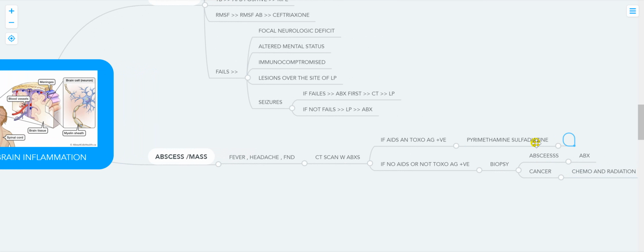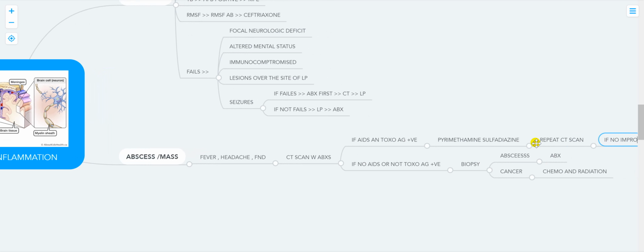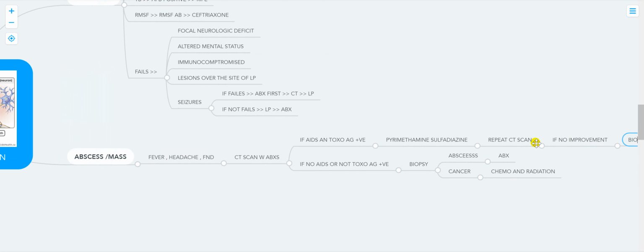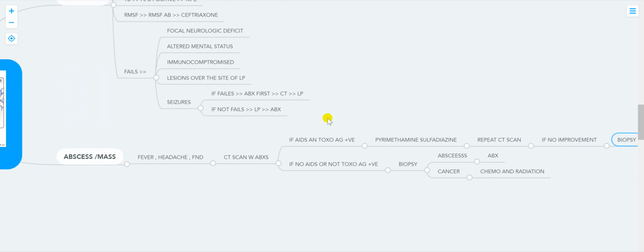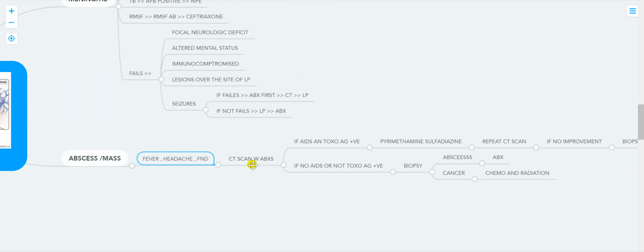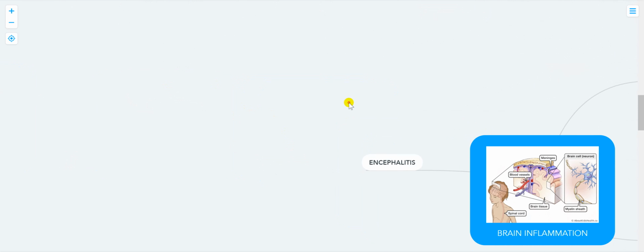This is just a way to avoid the biopsy. If you found toxo, good job, treat it with pyrimethamine, sulfadiazine, then repeat CT scan. If no improvement, then you have to do biopsy. So this is very interesting. Fever, headache, focal neurologic deficit, you do CT scan. And then to avoid the biopsy, we test for toxo. If it's positive, we treat it. If it's negative, then we biopsy. If it's cancer, chemo, radiation. That's it.